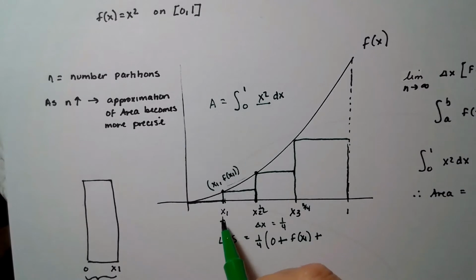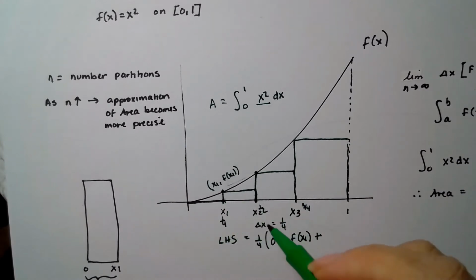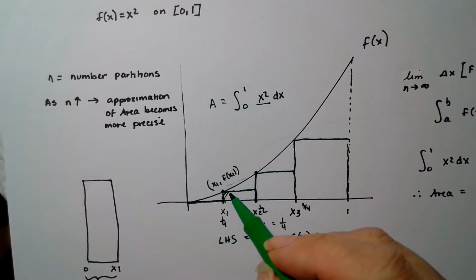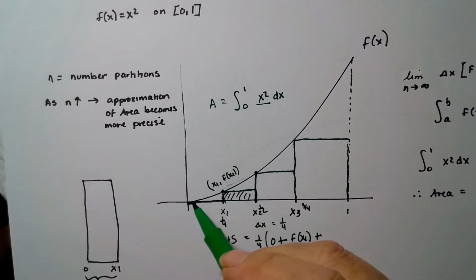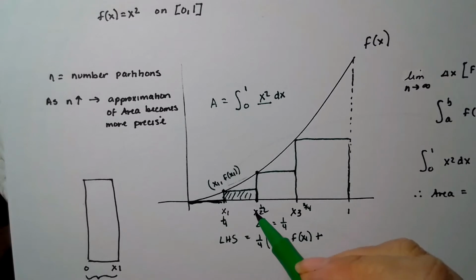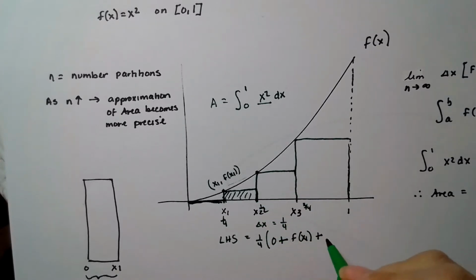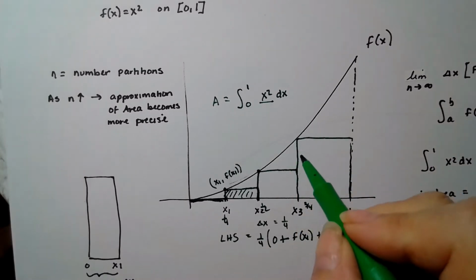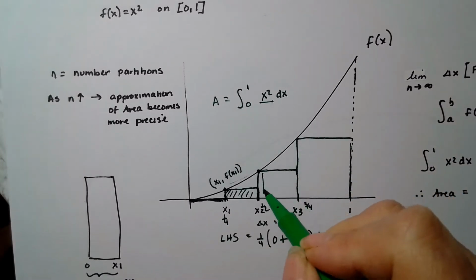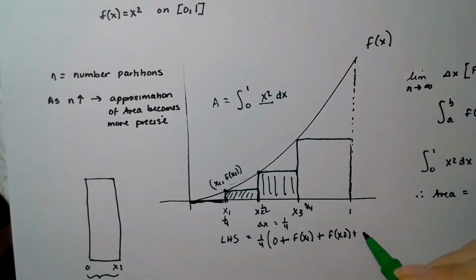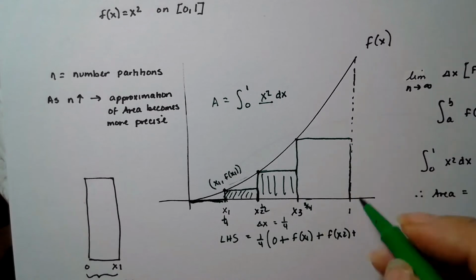So it'd be a fourth times f of x sub 1 to get the area of this rectangle, right? And a fourth times 0 to get the area of this rectangle. And a fourth times f of x sub 2 to get the area of this rectangle, and then a fourth, right, this length, a fourth times f of x sub 3.